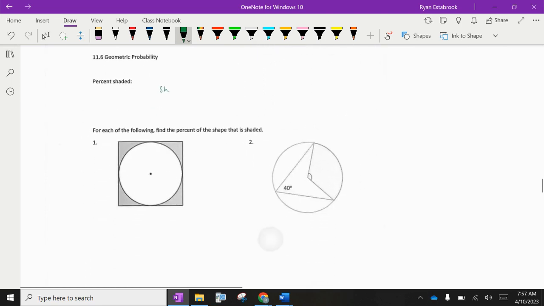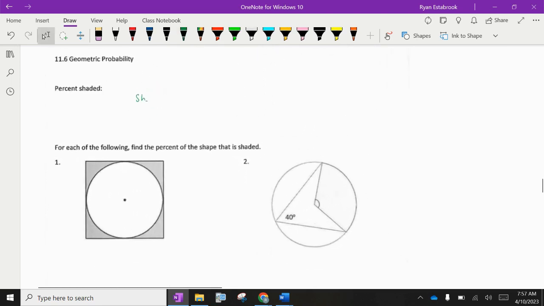Go down to 11.6, which is called geometric probability. The essence of this problem comes out to, if this whole square, like in number one, was a dartboard, and you're a good enough dartboard player to at least hit the board every time, but it's just going to hit randomly in there somewhere, what percent of the time is it going to land in the shaded area? The other way of asking that is, what percent of the entire object is shaded?